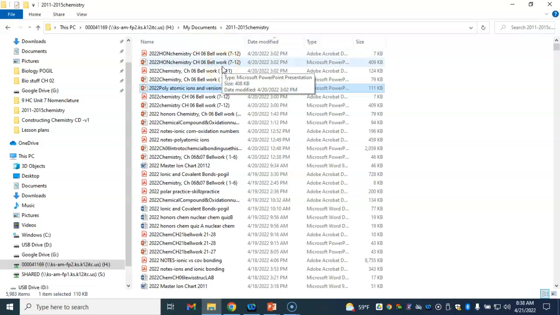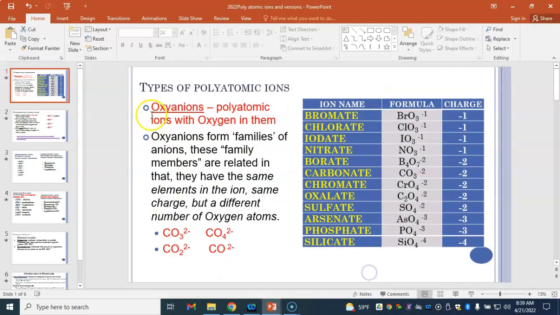And if you like to highlight stuff, you're going to need a highlighter. If you want to borrow a highlighter, yes, look in that folder. Look in either one of them. It'll say master list of polyatomic ions. Yeah, just come grab one off my desk. What color do you want?